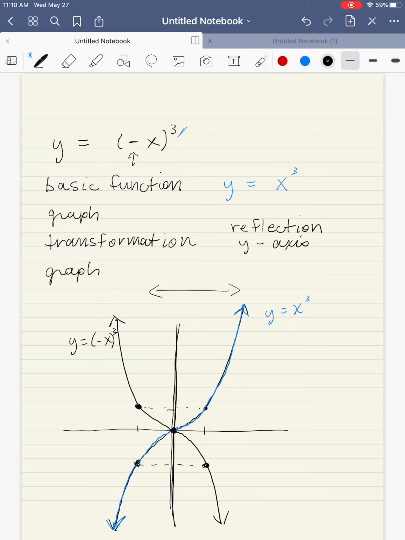In our next video, we're going to look at some stretches and some shrinks and see what causes that and how we graph those.